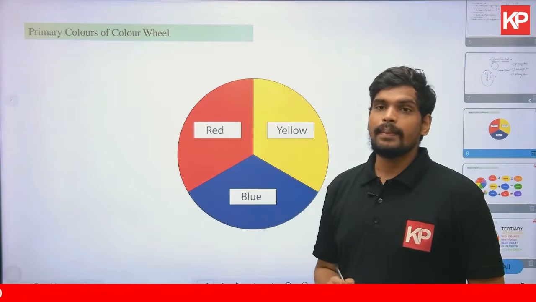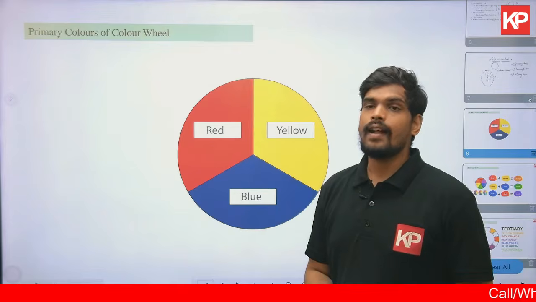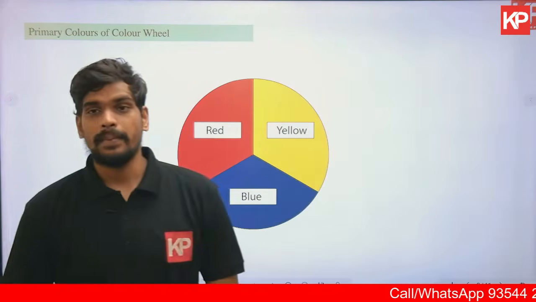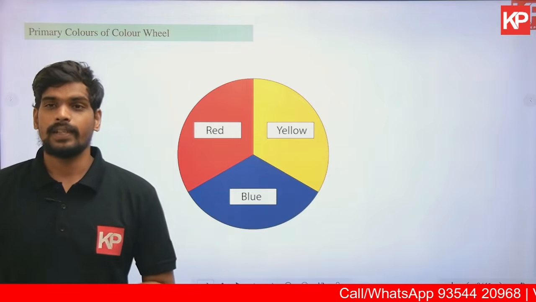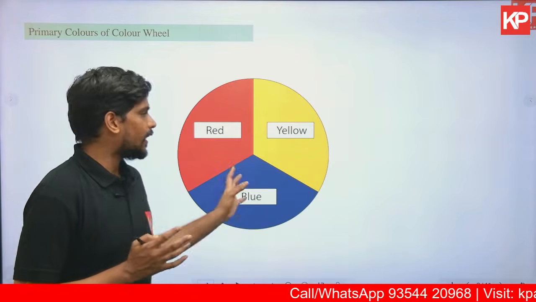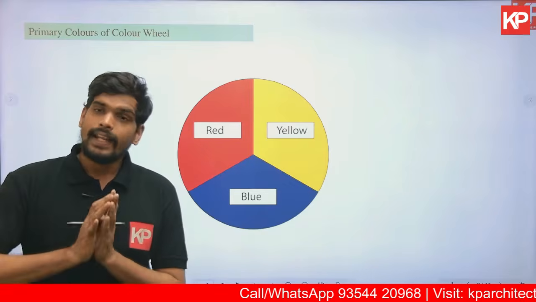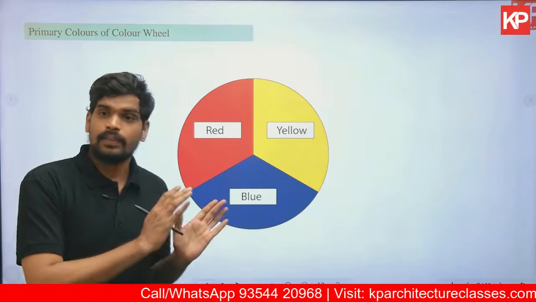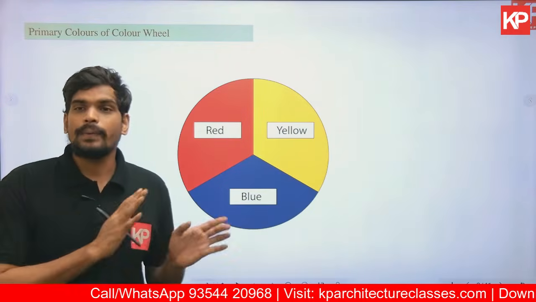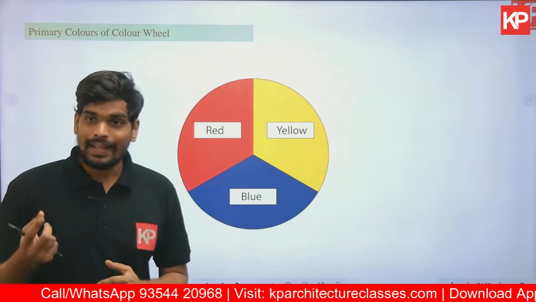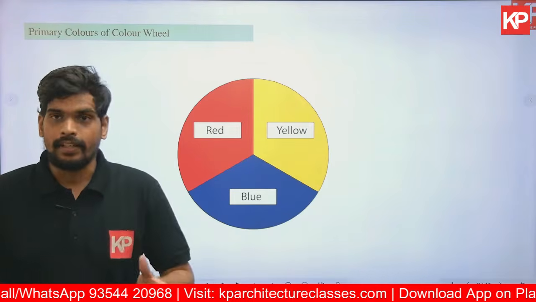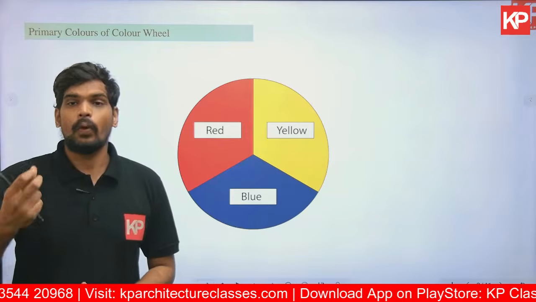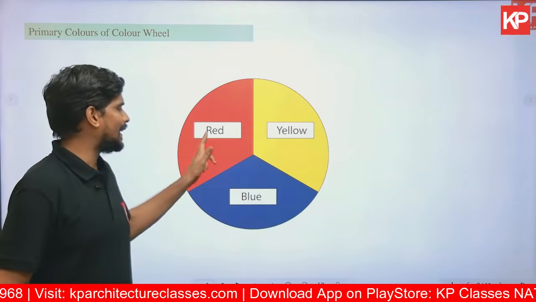The 3 primary colors of the 12-part color wheel are red, yellow and blue. Why do we call these primary colors? These are termed primary colors because these cannot be created by mixing. The remaining 9 colors of the 12-part color wheel can be obtained by mixing these 3 colors. For example, if I ask you to create green, how can you create green? By mixing yellow and blue. If I ask you to create violet, how can you create violet? By mixing red and blue.